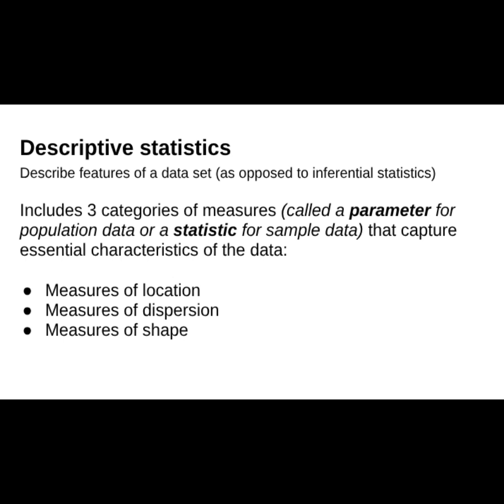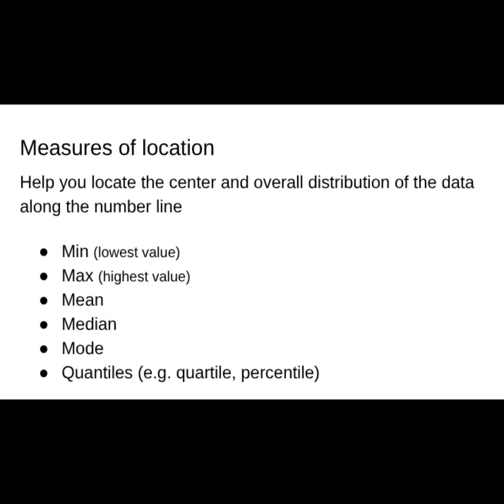Any one of these measures is called a parameter for population data and a statistic for sample data. We'll start with measures of location. Those are measures that give you an overall sense of the center and distribution of the values of the dataset. You can think of location in this context as where on the number line the data values are located. Measures of location include min, max, mean, median, mode, and quantiles, which include quartiles and percentiles. We'll now go through each one of these.